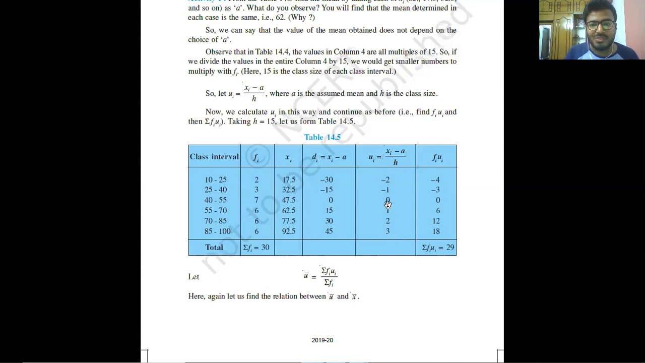So basically it is what you have to just do. You can do it very easily in UI. When you need to do it in the exam and only the step deviation method is asked, you can write this table itself. You are not required to write this table. You can directly do it this way.